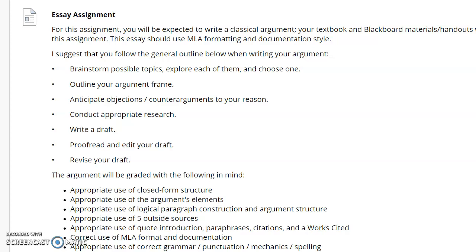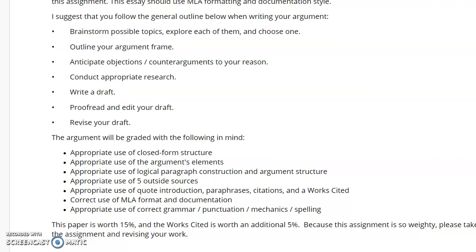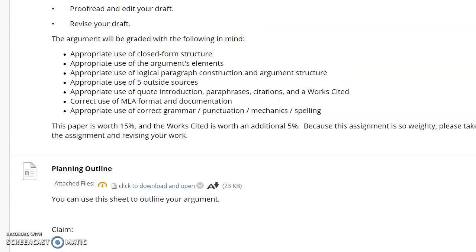So all of that. All right, so I suggest that you brainstorm several topics, explore them, and then settle in on one. Outline the frame for your argument so that you know exactly what you need to do with that, and I have the planning outline in here next. Anticipate those objections, those counter arguments, do the research that you need to do, and then put together a draft, proofread, edit, revise it.